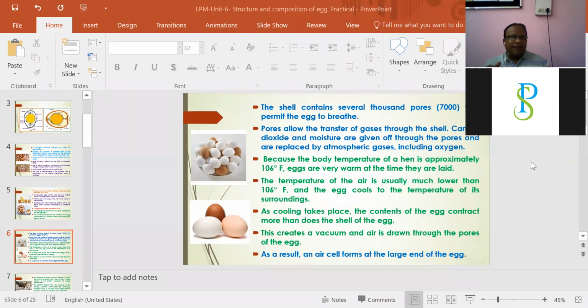As the cooling takes place, the content of the egg contracts, and due to this there is formation of the air cell. This contraction creates a vacuum, and air is drawn in through the pores, and as a result the air cell is found in the egg. And at which part? At the larger end of the egg, not the narrower end, the larger end of the egg.